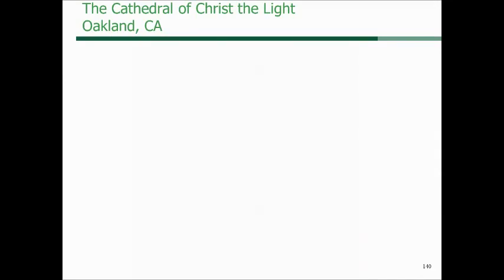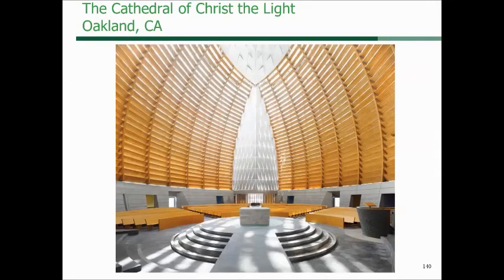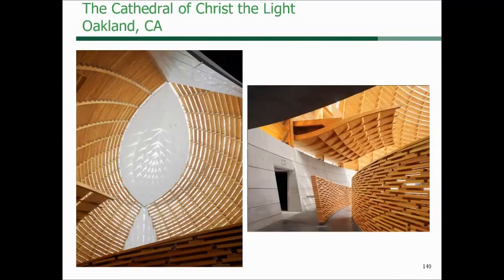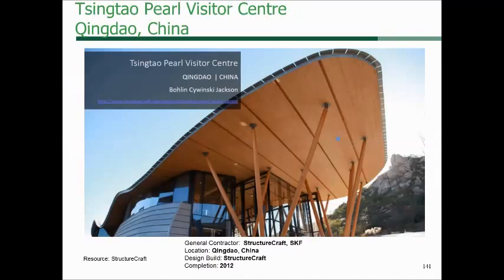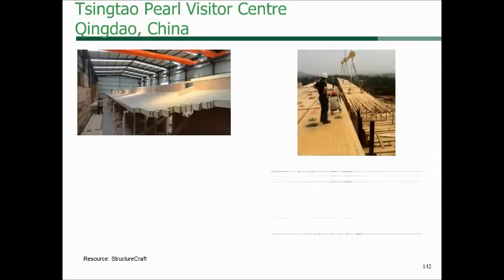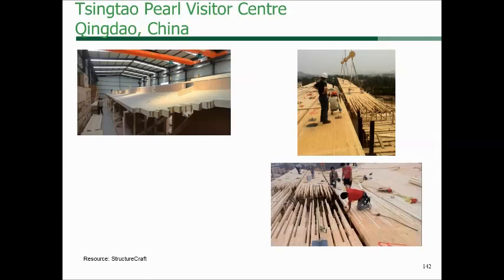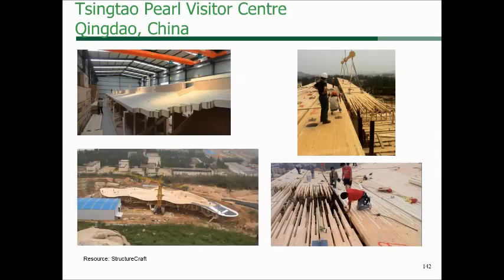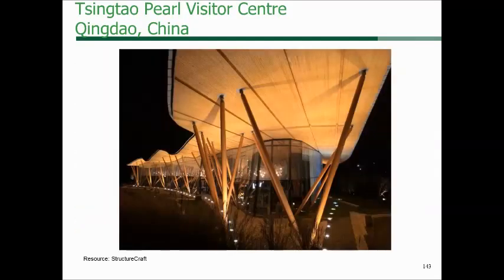and all exposed members. And then this is an application of using nail-laminated timber in China. You can see the prefabrication of the nail-laminated timber sections. They're pretty versatile in providing architecturally curved roof systems.